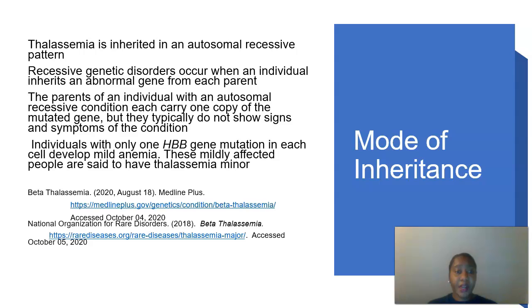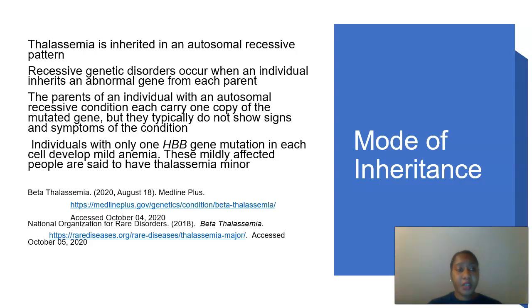So what is the mode of inheritance for this type of disorder? It's inherited in an autosomal recessive pattern. And usually with this kind of recessive disorder, an individual will inherit an abnormal gene from each parent, unfortunately.